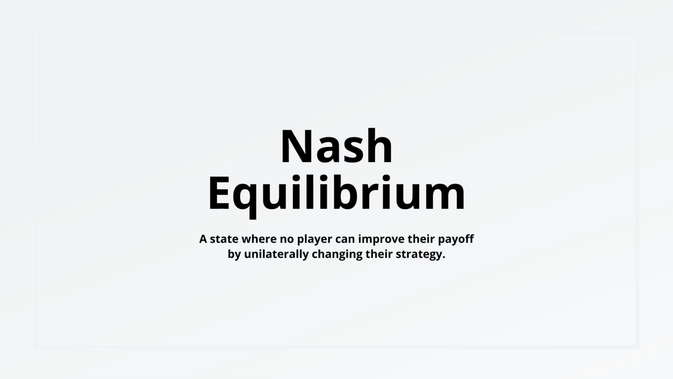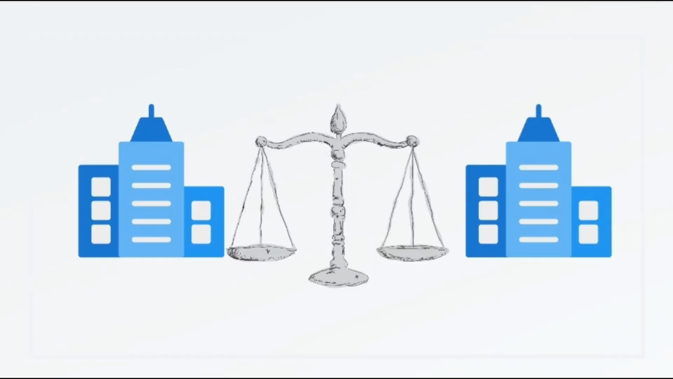Nash equilibrium: a state where no player can improve their payoff by unilaterally changing their strategy. For example, in a market where two companies set prices, Nash equilibrium is reached when neither can increase profit by changing its price, assuming the other's price remains constant.